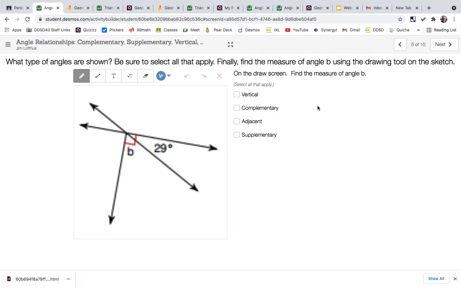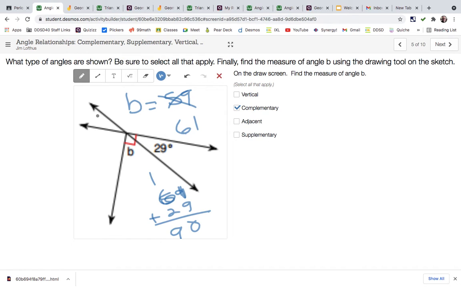What type of angles are shown? These are complementary because they add up. That little red symbol means 90. And so let me just write on here with a writing tool that the measure of B is equal to 59, because 59 plus 29, not 59, 61, because 61 plus 59 is 90. So 61.